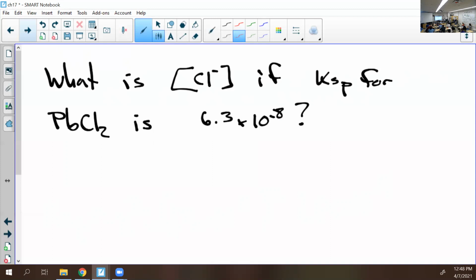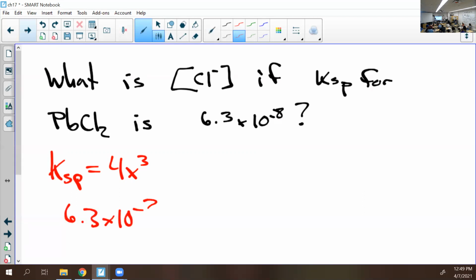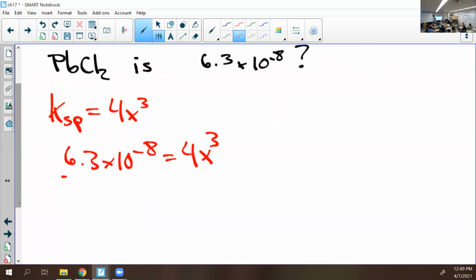What's your question? So is that really Ksp? Yeah. Okay, I think I got it. Okay, I'm going to proceed. Ksp for a 1 to 2, you hopefully remember, is 4x cubed, right? I gave you Ksp and asked you to solve for x. So 6.3 times 10 to the negative 8 equals 4x cubed. First math step is to divide by 4. And then you're going to take the cube root and you'll be ready to roll.